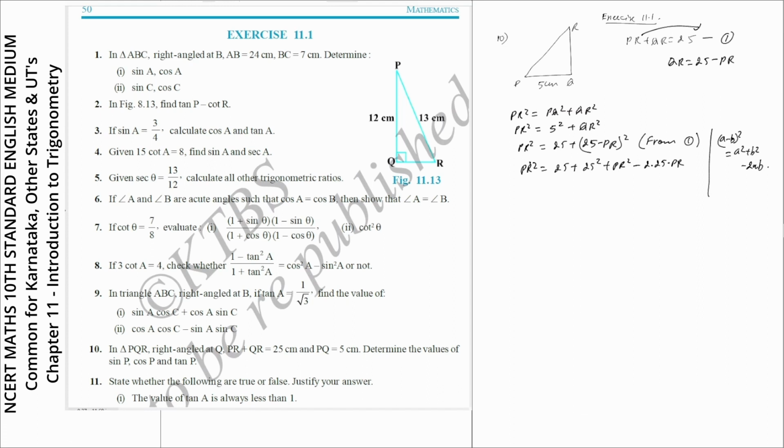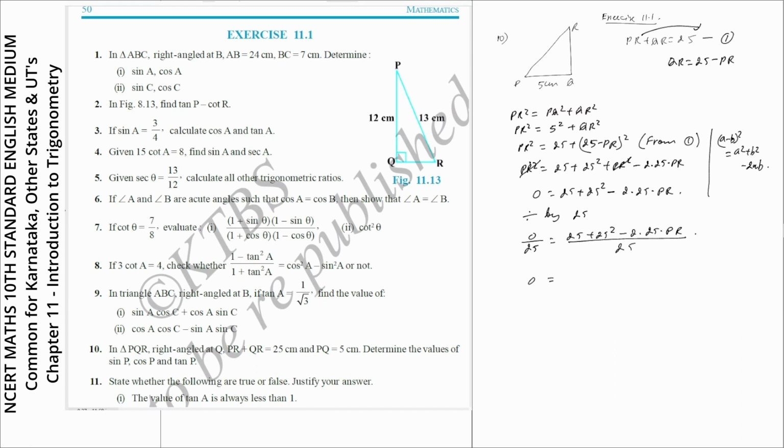So here PR square will get cancelled. So 0 is equal to 25 plus 25 square minus 2 into 25 into PR I'll get. So now I'll divide this equation by 25. So 0 by 25 is equal to 25 plus 25 square minus 2 into 25 into PR I'll get by 25. So 0 by anything is 0 only.